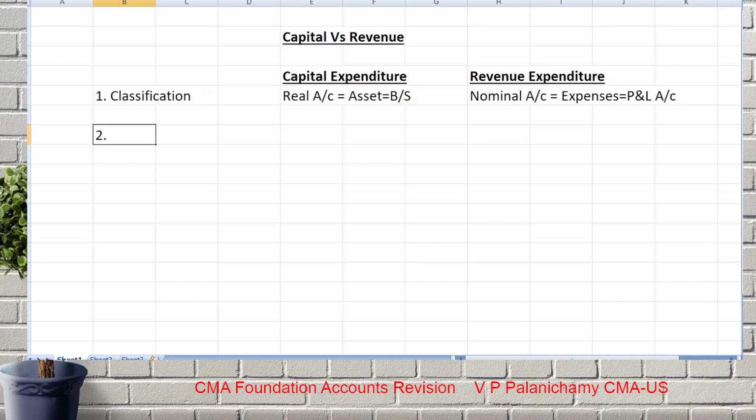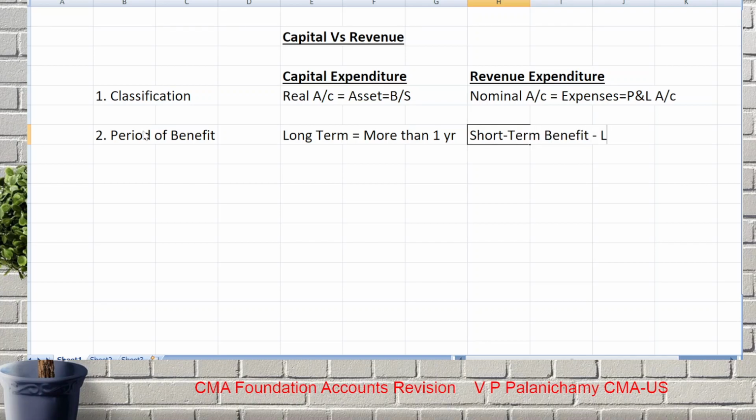Second classification: if you look at the period of benefit, capital expenditure is for long term, that is more than 1 year. Revenue expenditure gives short term benefit. What do you mean by short term benefit? Less than 1 year. Capital expenditure gives more than 1 year benefit. Revenue expenditure will give what? Less than 1 year benefit. That is called as capital and revenue.